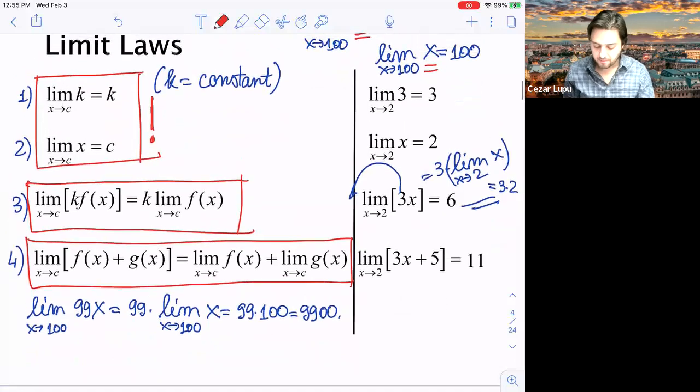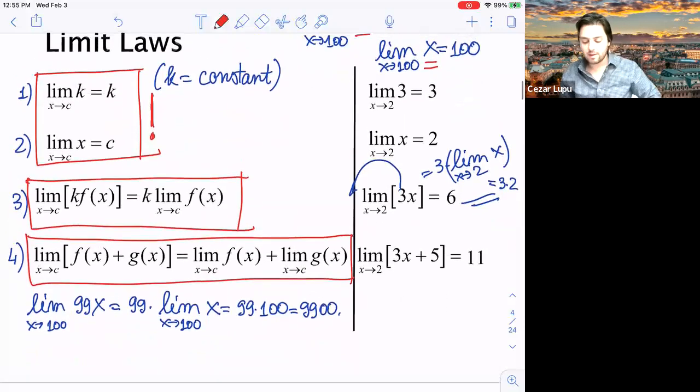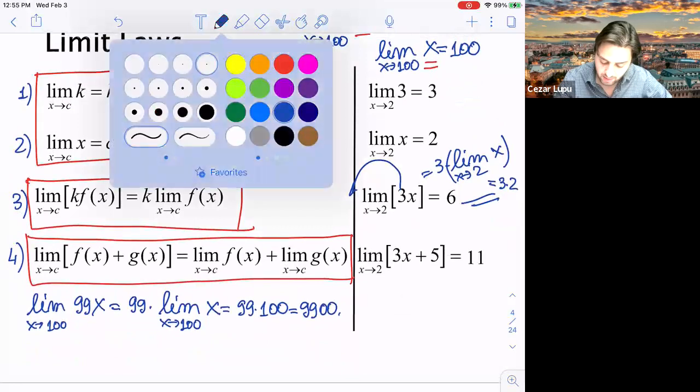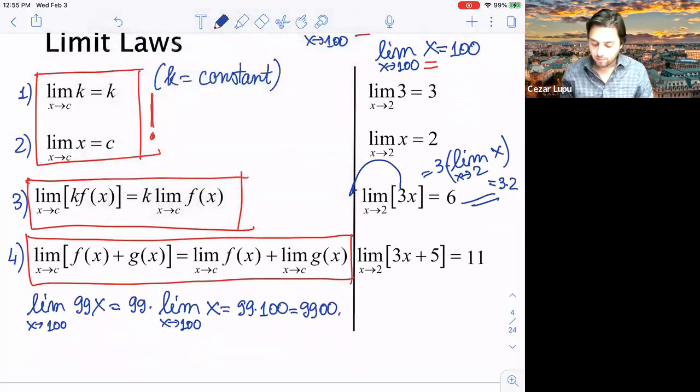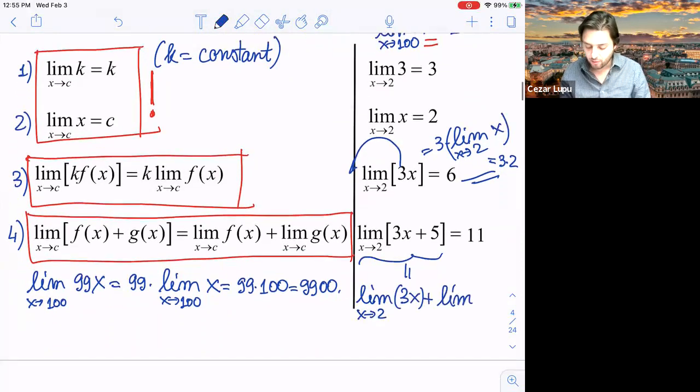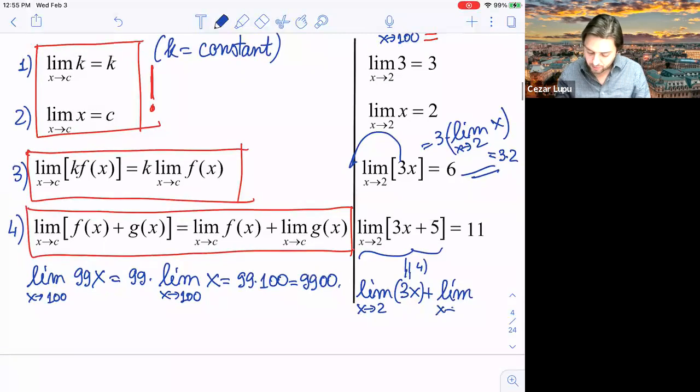Maybe I'll point out here, as an example, you have the limit as x approaches 2 of 3x plus 5. And this will, well, it's 11, but let's see how. Well, by the operation, this is the limit as x approaches 2 of 3x plus, by applying operation 4, the limit as x approaches 2 of 5, of the constant 5.